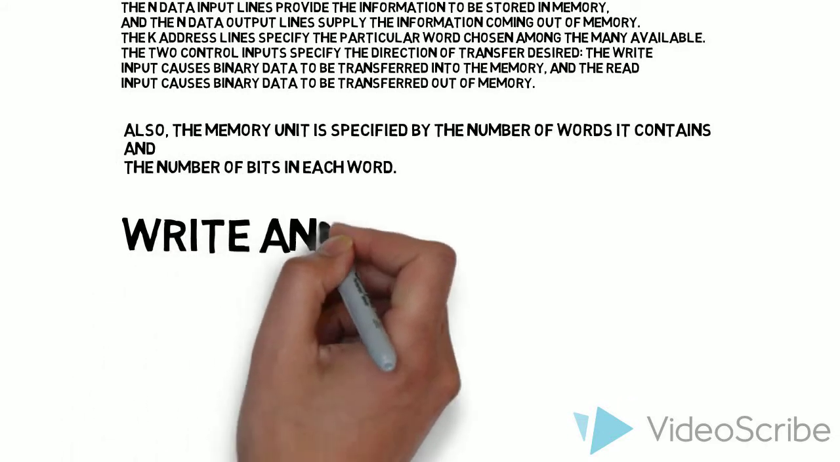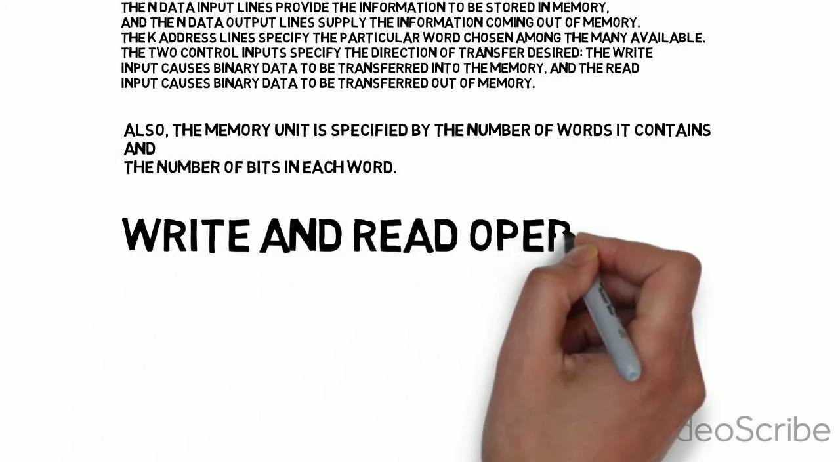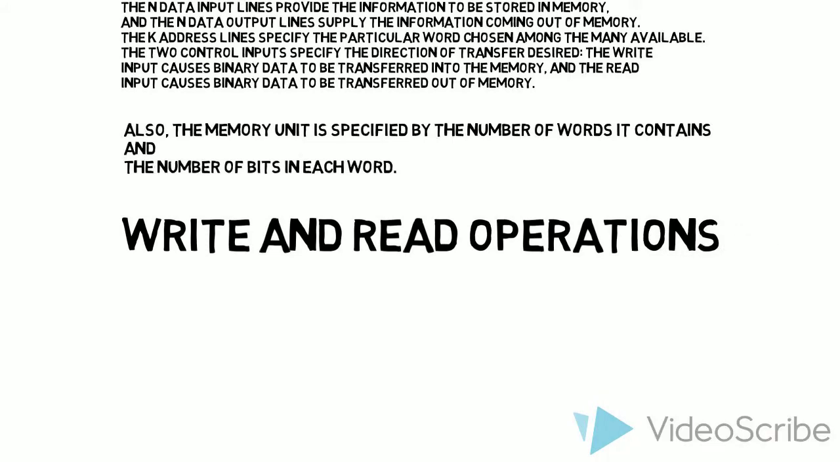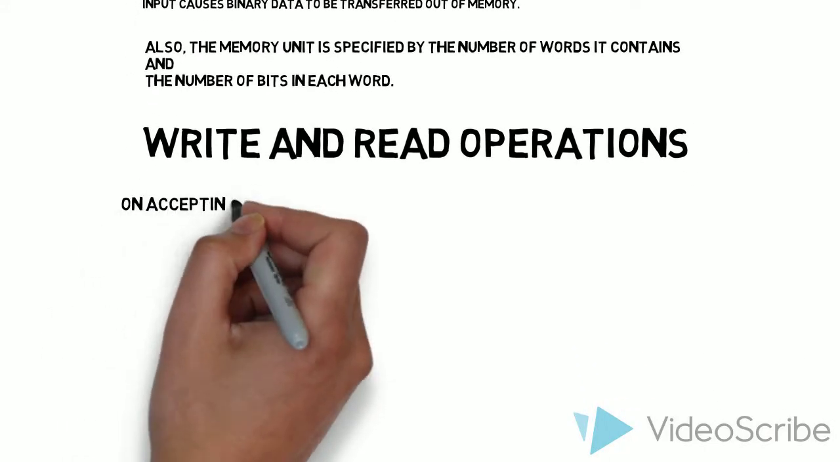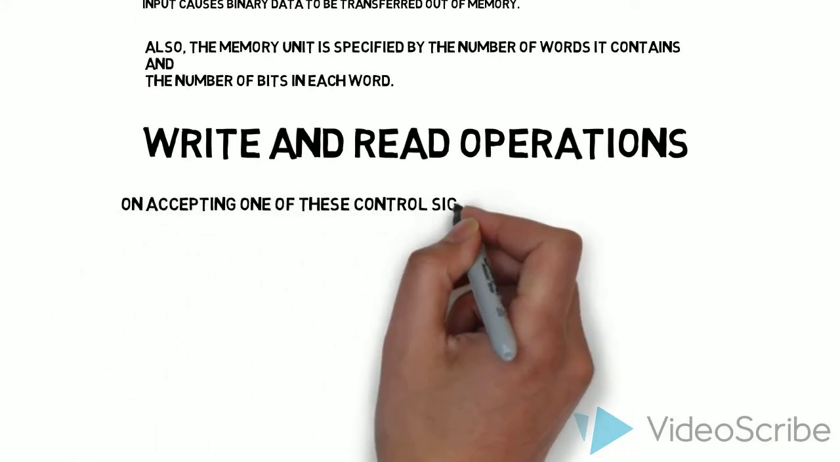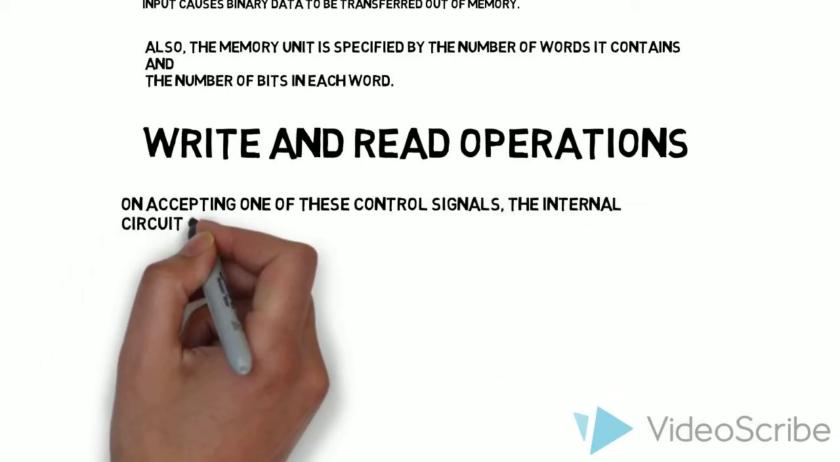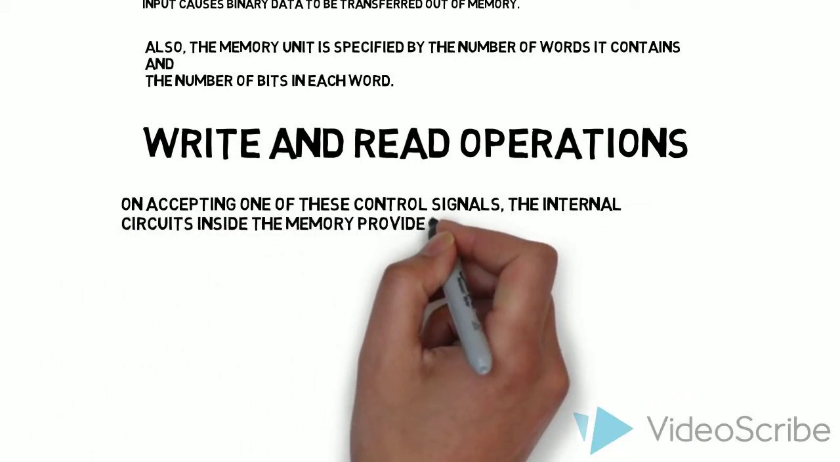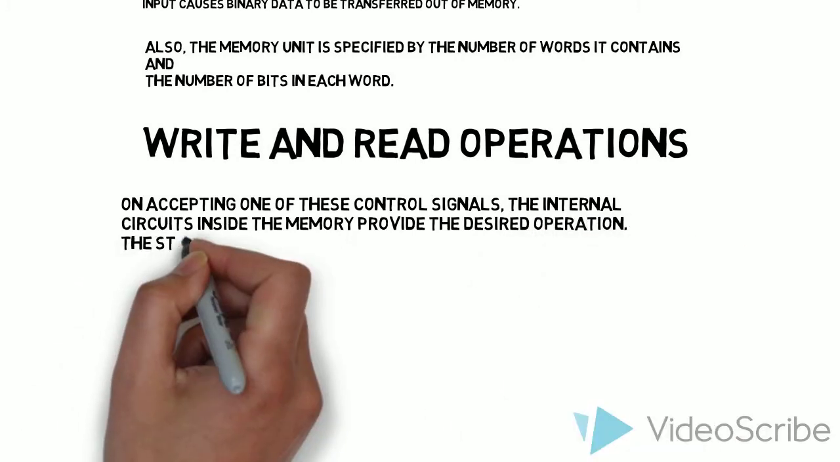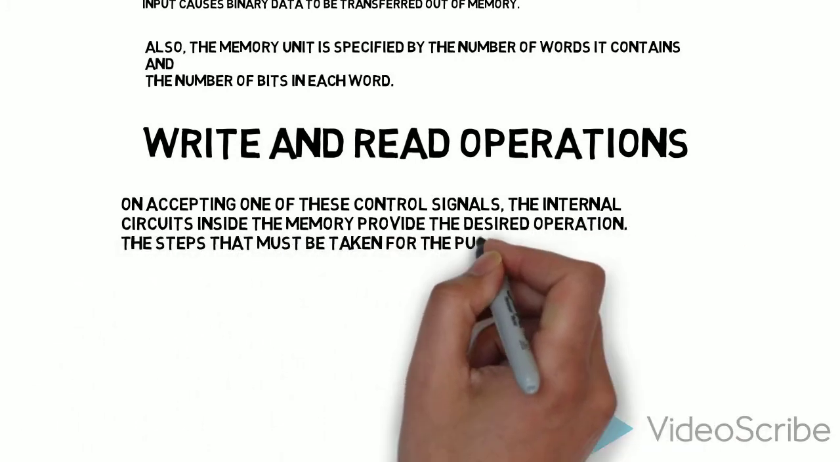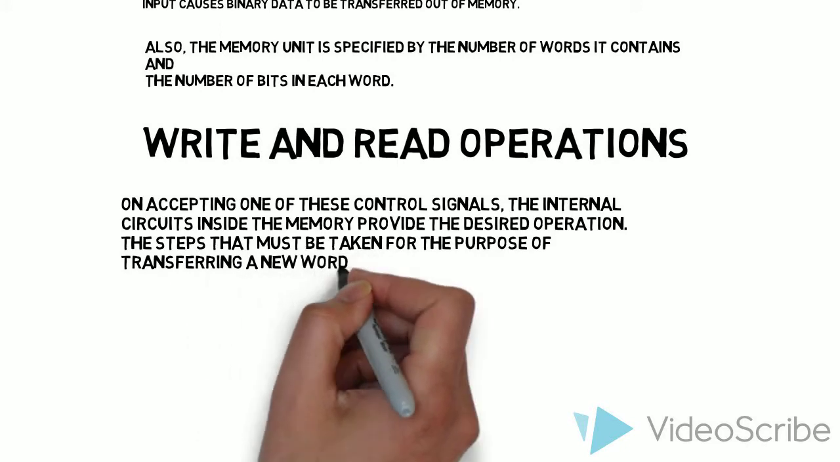Now let's talk about the write and read operations, or the process of programming. On accepting one of these control signals, the internal circuits inside the memory provide the desired operation. The steps that must be taken for the purpose of transferring a new word to be stored into the memory are as follows.